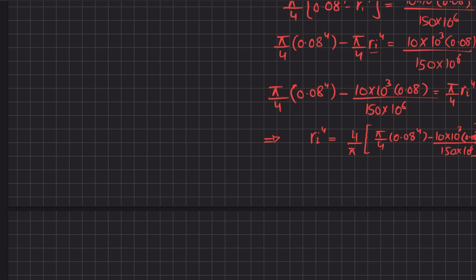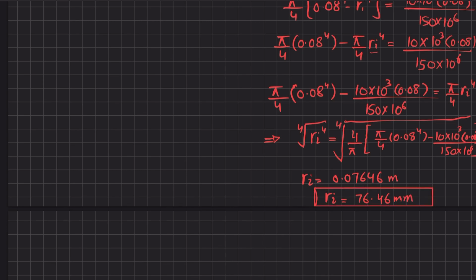And then take the fourth root of Ri power 4, and the same over here. So you will get Ri. And this Ri will be equal to 0.07646 meter, and in millimeter Ri will be equal to 76.46 millimeter. Now we are interested in finding the thickness.